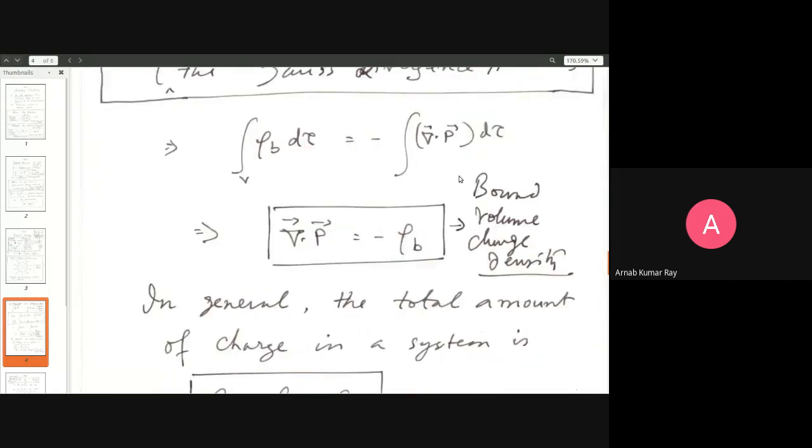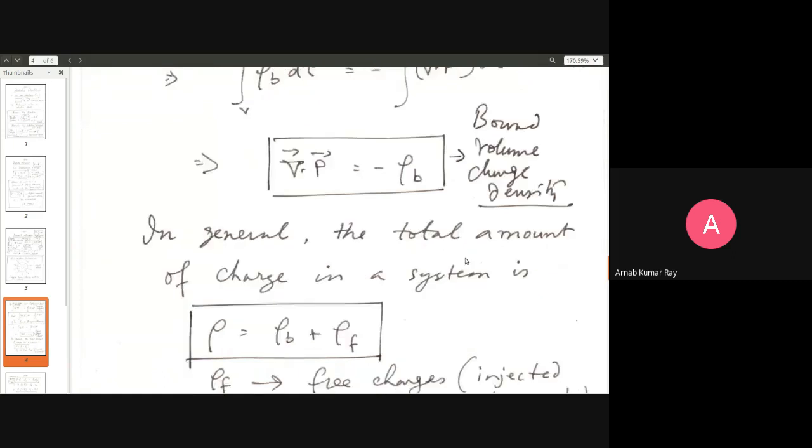Right. So all you have to do now is to notice the equivalence between the two. Here you have rho b d tau, volume integral, and volume integral d tau and d tau. So all you just have to do is to write, divergence of P is equal to minus rho b, bound volume charge density. That is the point.